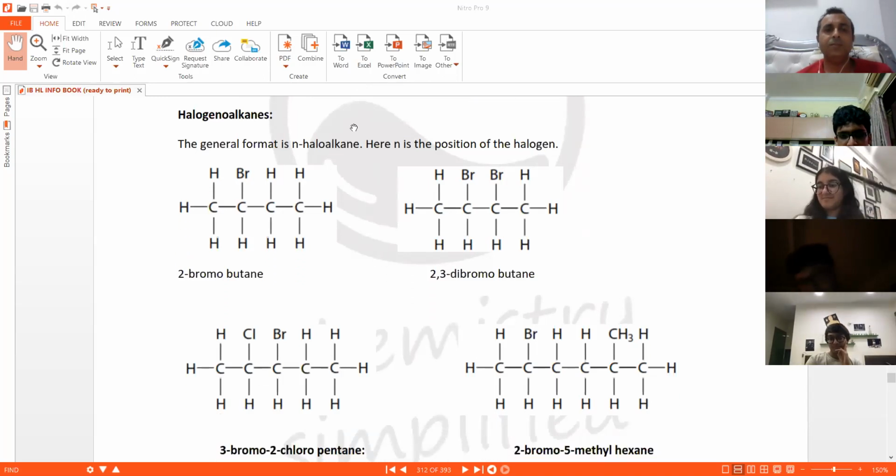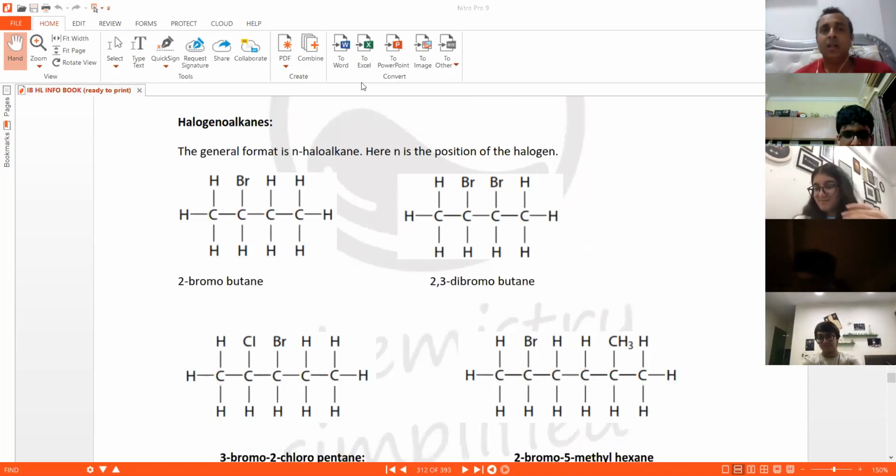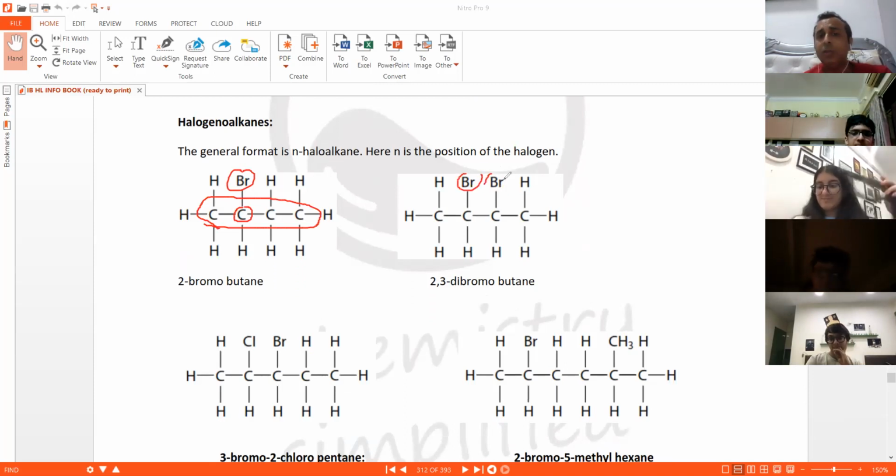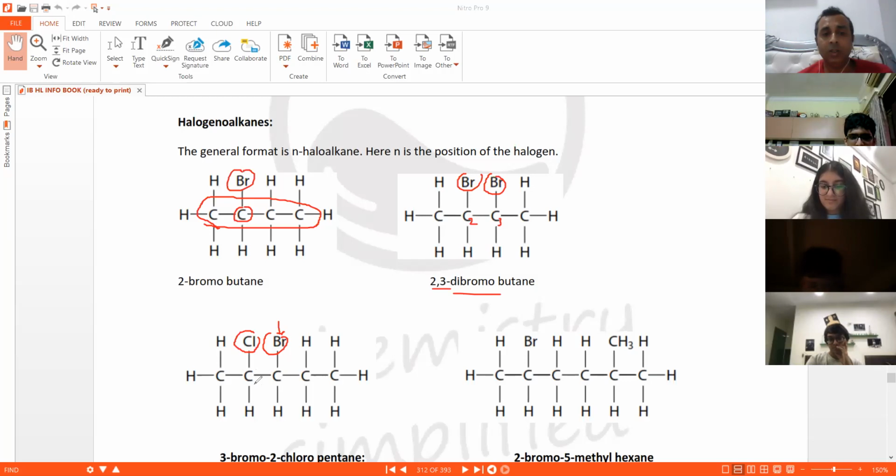Okay, now about halogenoalkanes. Again, bromine is here at carbon number 2, so 2-bromobutane. There are 2 bromines, meaning dibromo, one at 2 and one at 3, so 2,3-dibromobutane. There is one chloro and one bromo. Numbering goes from the nearest one, so 2 here and 3 here. So it is 2-chloro and 3-bromo, and you write 3-bromo first and 2-chloro next.